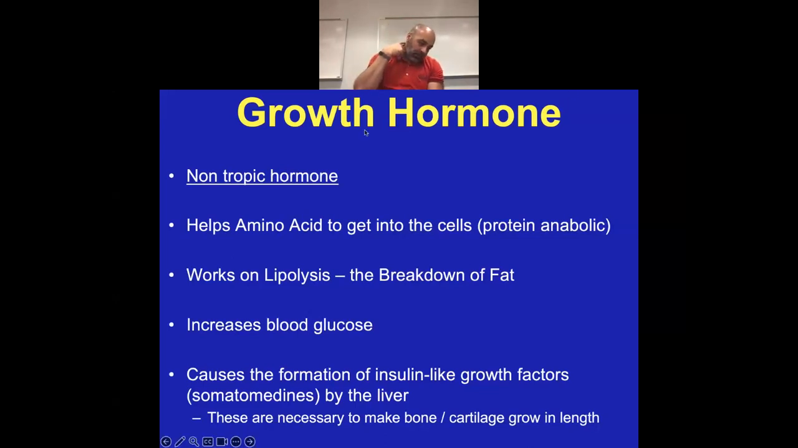So we give growth hormone to premature kids. That's frequently when we give it, or to kids that are just not growing at peak growth. They're not in the growth range that they should be in. So we administer growth hormone. It's an injection that they take, and it can catch them up to children of their size and age.